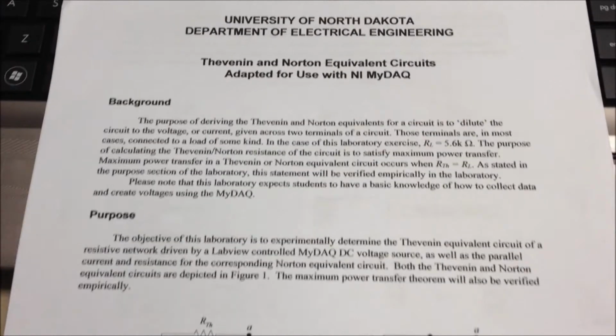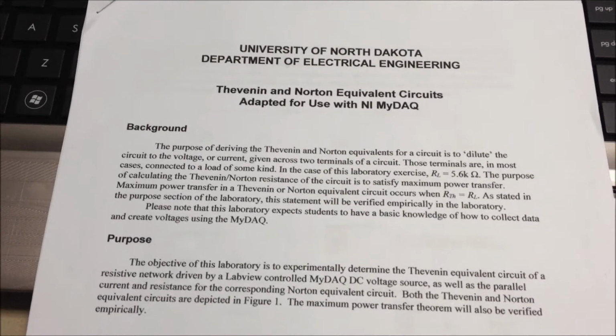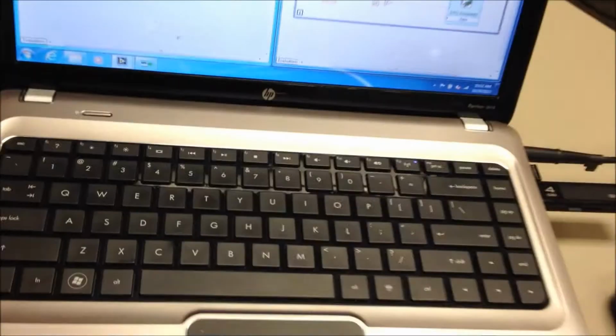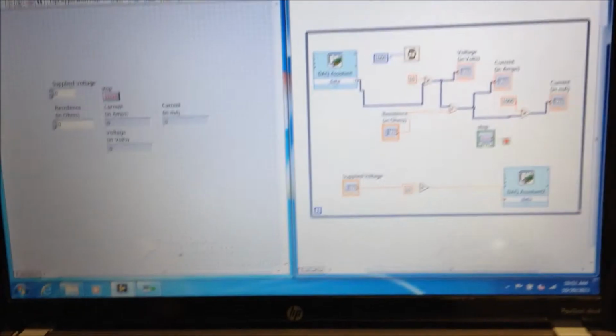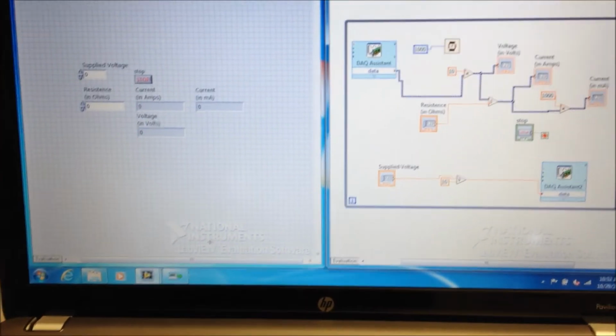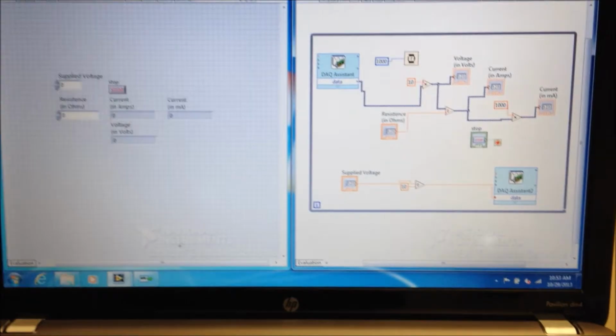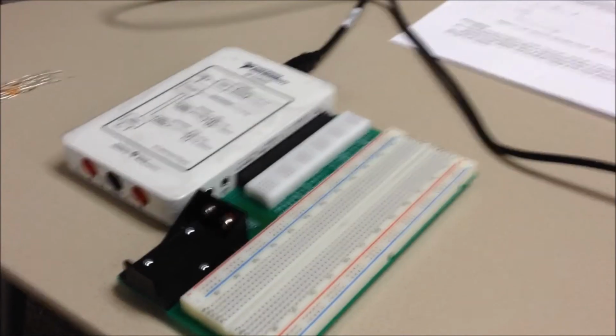Now a little background on this lab. We're trying to calculate Norton and Thevenin equivalents. These are useful because as an electrical engineer you might want to know what's happening just at two specific terminals of a circuit, as you can see here, instead of just what is happening in the rest of the circuit. So what we're going to do, instead of using traditional testing equipment, is use this National Instruments MyDAQ.